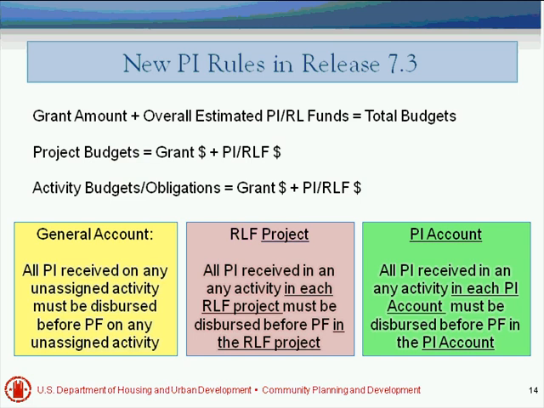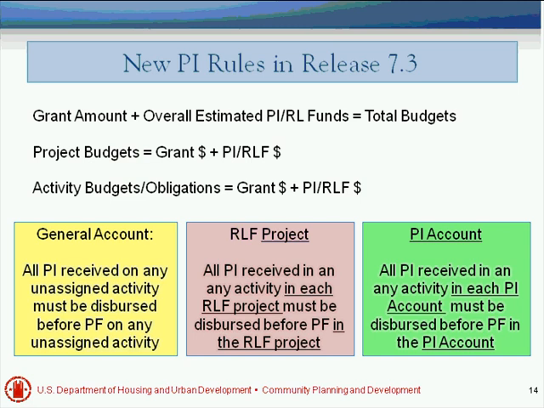We're going to need you to go in and make edits at each of these levels to make sure that it's going to accommodate any program income that you're going to want to spend on these activities. So again, the way I'd like you to think about this is there are three very different buckets that work together. The general account is for any program income that's been assigned on any activity that's not assigned to a project or an account.